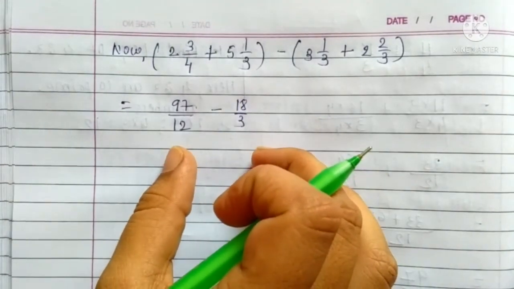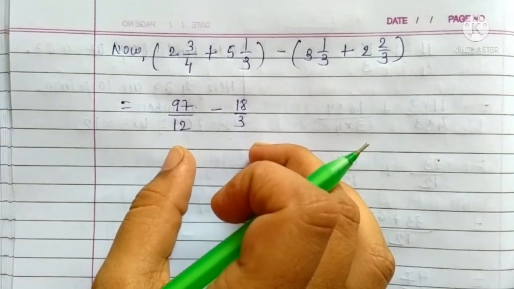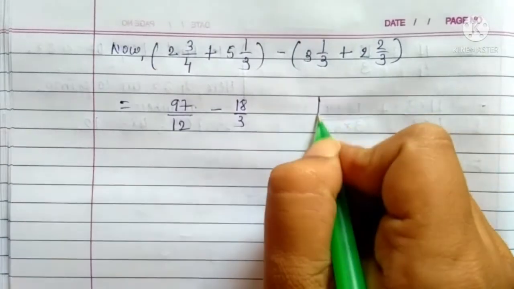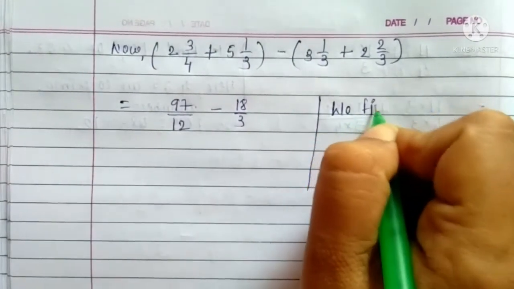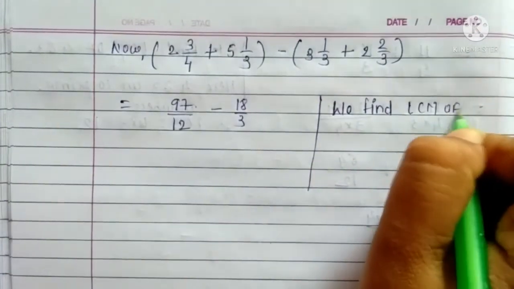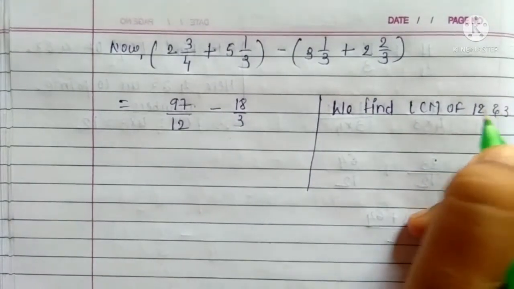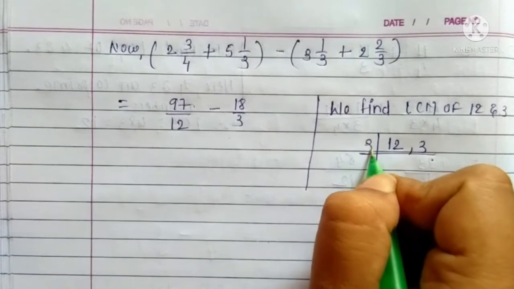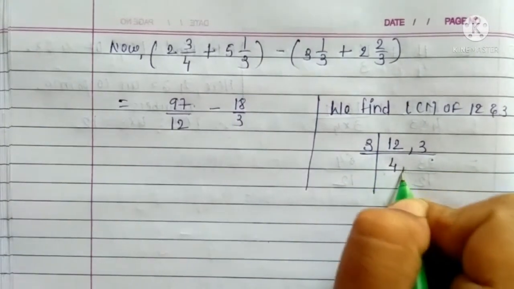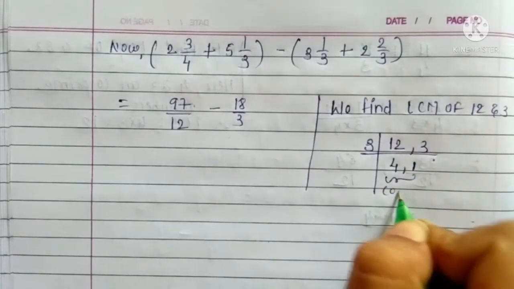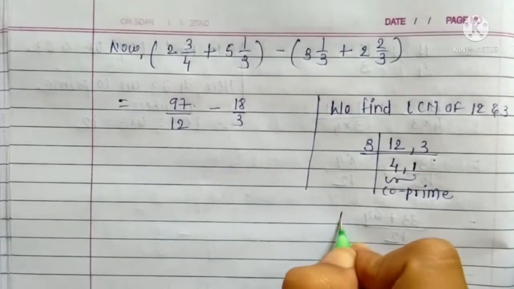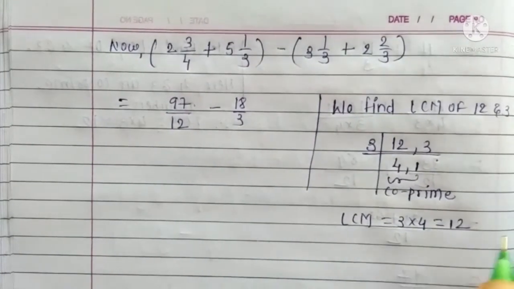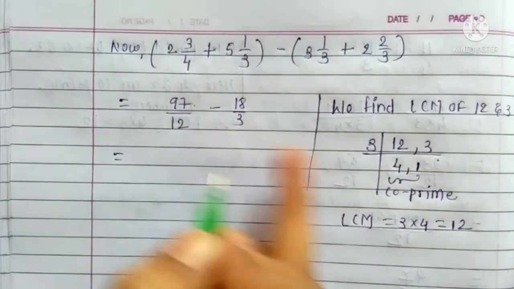Here we observe that these fractions are unlike fraction, so we convert it into like. For that we find LCM of 12 and 3. For that we use common division method. 3 se divide karenge to quotient aapko milega 3 and 1. This is a co-prime number. So we stop the process. So LCM of 12 and 3 is equal to 3 multiplied by 4 and we get LCM 12. Now we find equivalent fraction of above fractions with denominator 12.